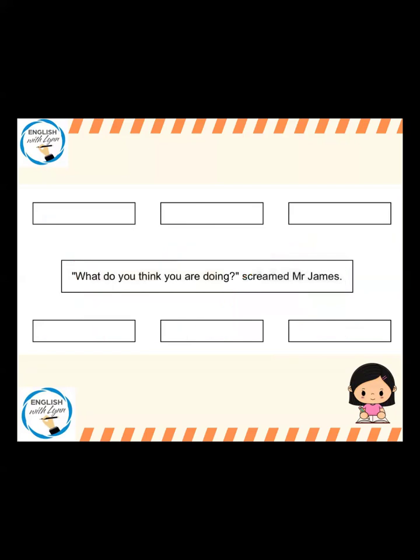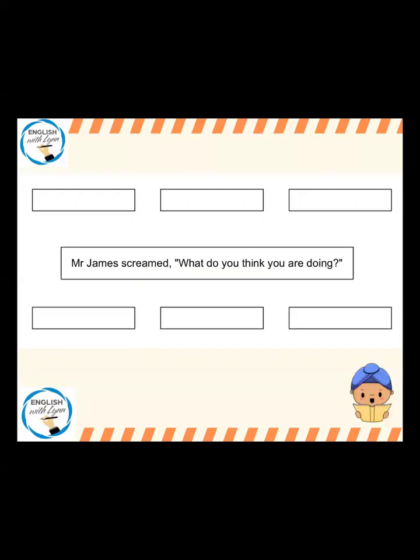So let's look at our next sentence, because I've got Mr. James screamed, "What do you think you are doing?" So this time I've got things in a slightly different place. So I've got at the beginning, Mr. James screamed, and that is my reporting clause. Okay, so this time it is at the beginning of the actual dialogue. So Mr. James screamed is the reporting clause.